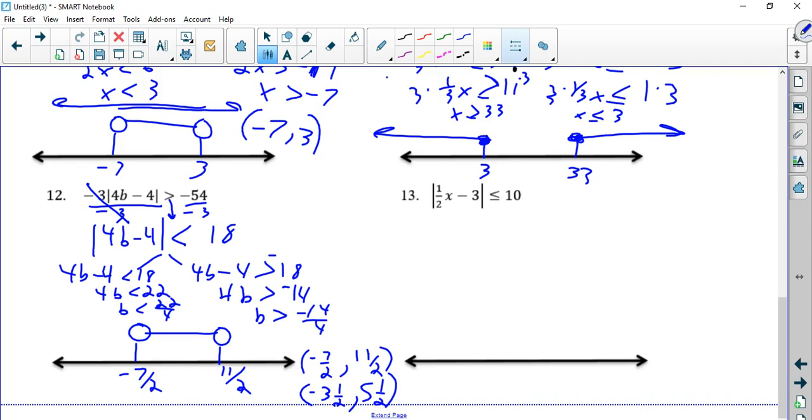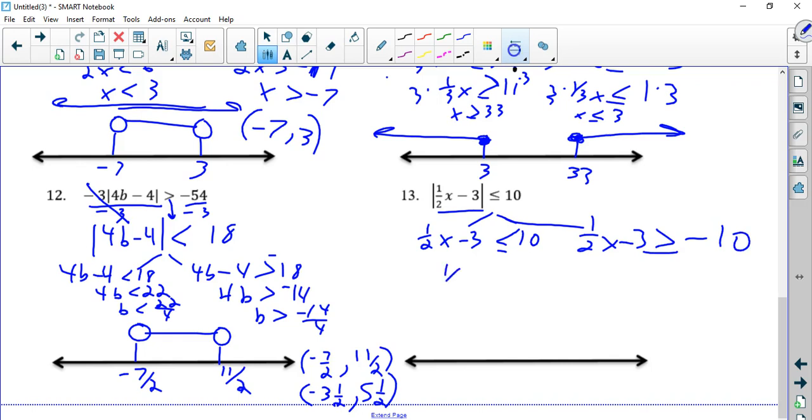Number 13, it's ready to go. This is by itself. I'm ready to bust it up right now. 1/2 x minus 3 is less than or equal to 10. And then over here, bust it up a little bit further. 1/2 x minus 3 is greater than or equal to negative 10. I'm going to add 3 and get 1/2 x is less than or equal to 13. Then I'm going to get 1/2 x is greater than or equal to negative 7.